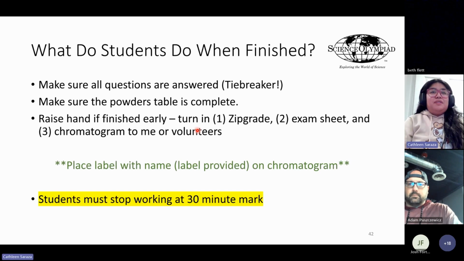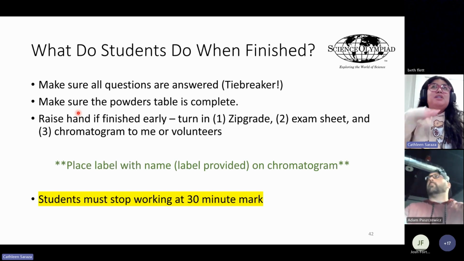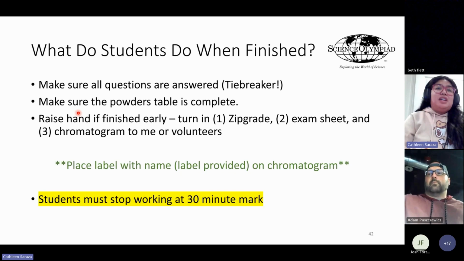After the students are finished, make sure that they have all questions answered on both the exam sheet as well as the zip grade, and make sure that they do the tiebreaker if they have time. Make sure the powders table is also complete, where they circle the identity of the powder for each cup, cup 1 as well as cup A through E.